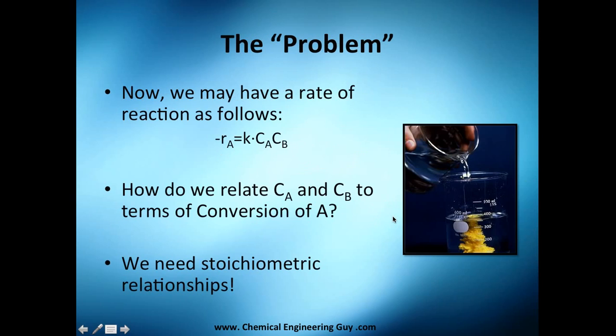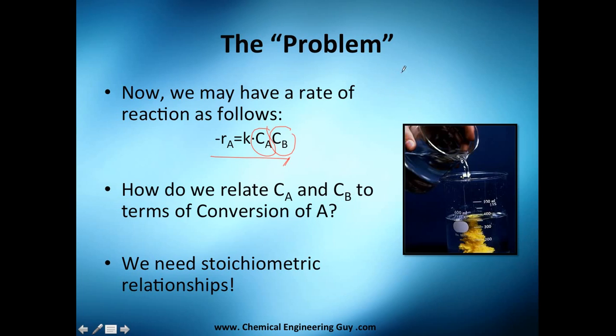And the problem here, guys, is that we may have, as we've seen before, rate of reactions as follows. This is an example. It depends on A and it depends on B. Now the problem, guys, is that how do we relate concentration of B in terms of conversion?